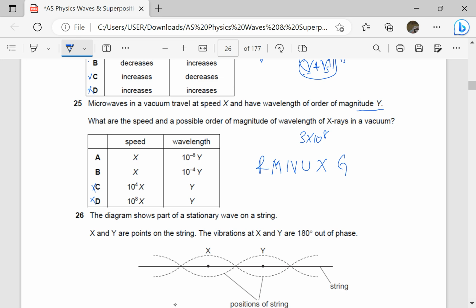Now when you say for X-rays it is going to be 10 power negative 4 times the order of y, there's a possibility that this value here... X-rays must have a smaller wavelength than microwaves.